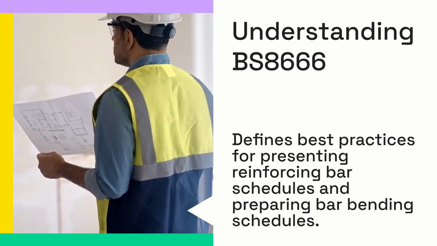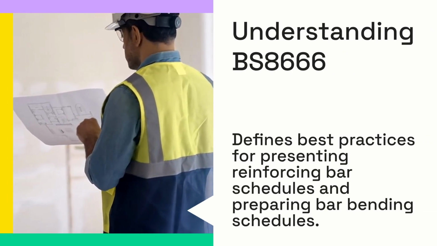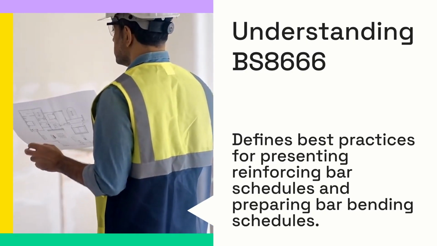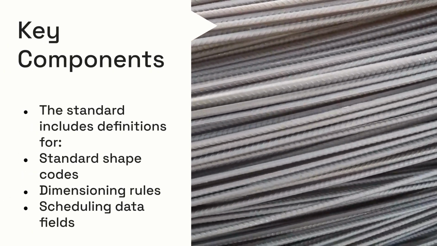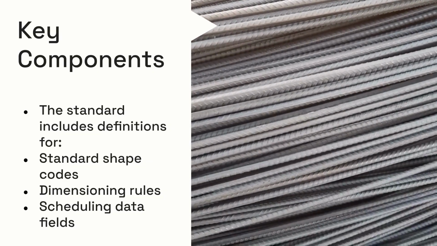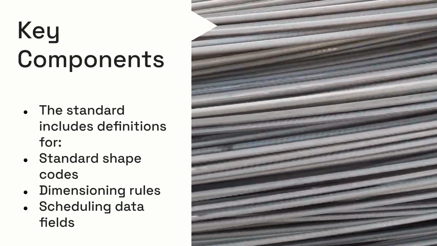BS 8666 is the framework that standardizes how we communicate reinforcement requirements from design to the fabrication yard, minimizing errors and simplifying the process. The core of BS 8666 lies in its standard shape codes and the strict rules for dimensioning, which ensure consistency across all projects.